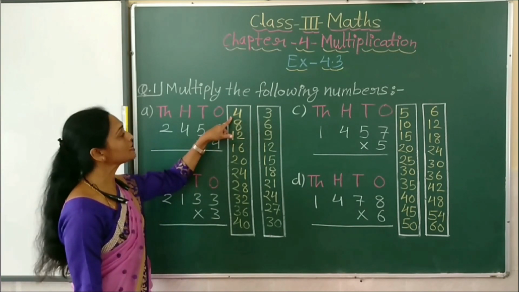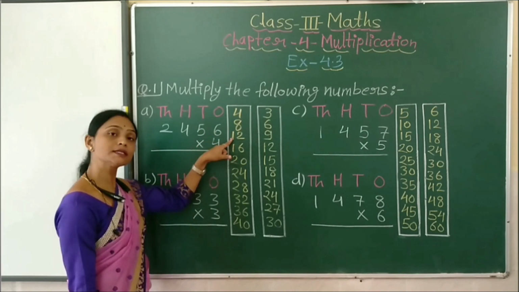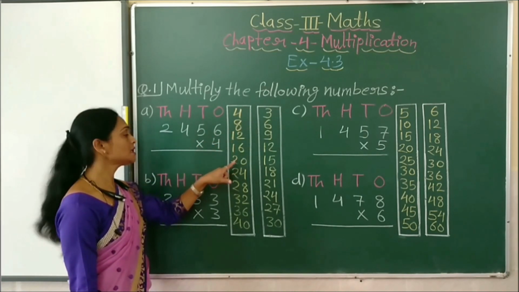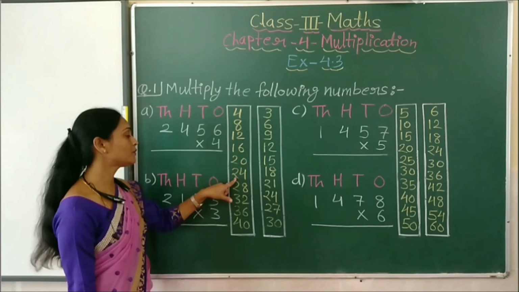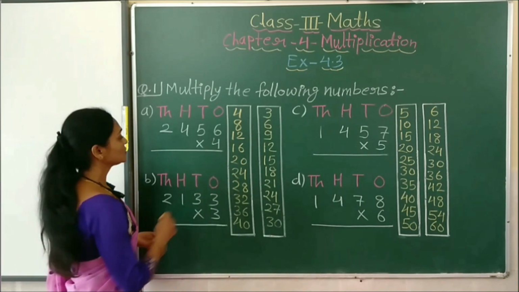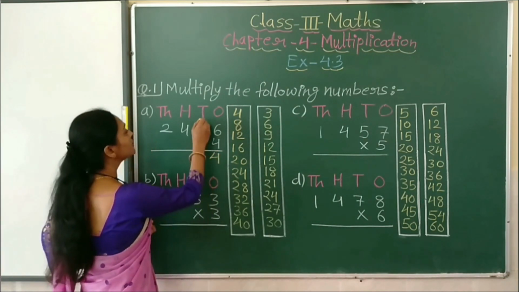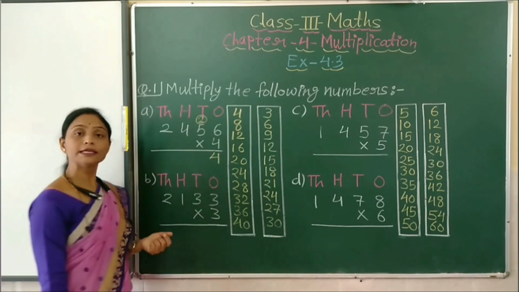6 times. 4 ones are 4, 4 twos are 8, 4 threes are 12, 4 fours are 16, 4 fives are 20 and 4 sixes are 24. So we have to write here 4 and 2 will be carry over.